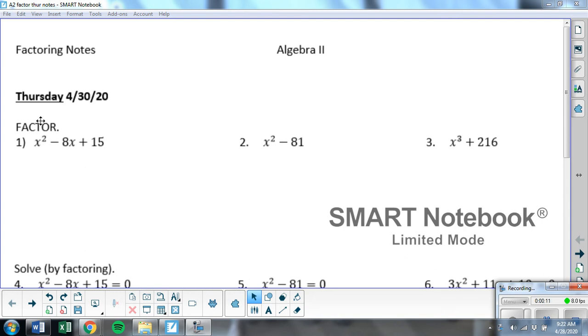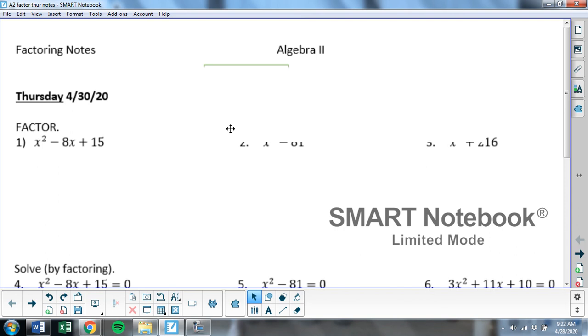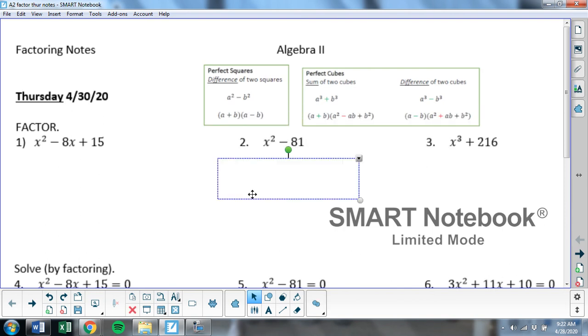1 through 3 is factoring. You'll notice the directions change for the rest of them where they say solve by factoring. There's a difference and we'll talk about that. So factor. First look for a GCF. There isn't one. And this is a perfect square, but this is not, and for those rules that we talked about yesterday, they have to be what we call binomials, or two terms, and this one has three terms.